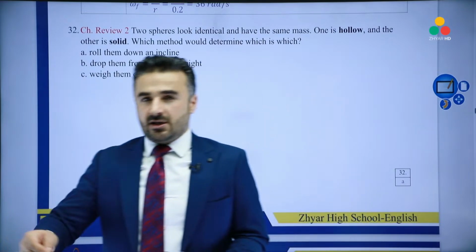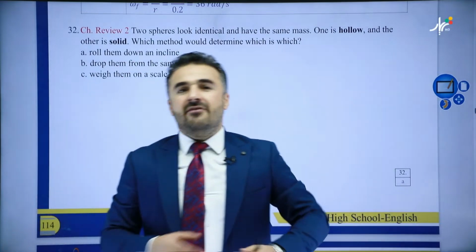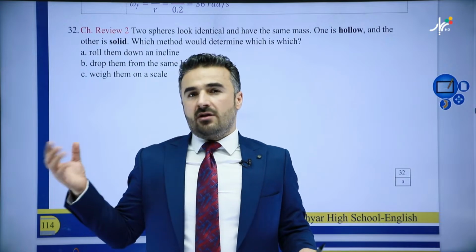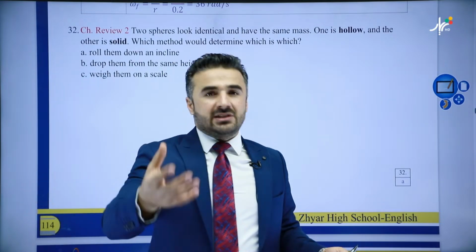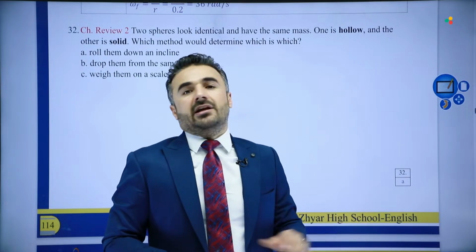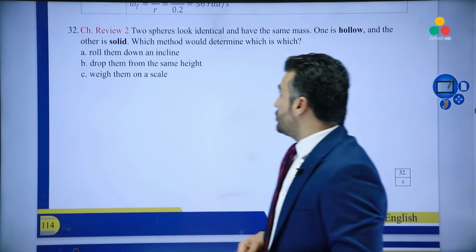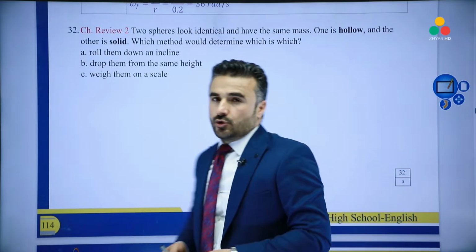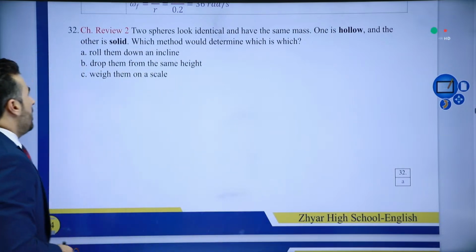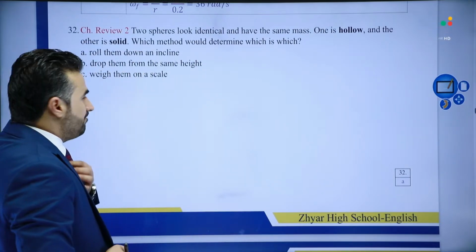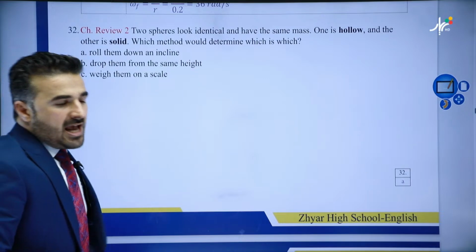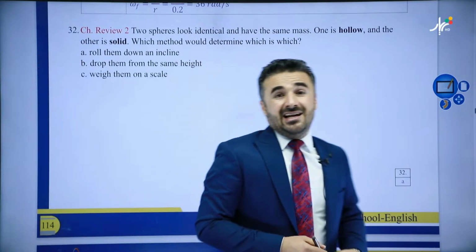So we have two objects or two balls. They have the same mass, okay? But one of them is hollow. That means the inside of the ball is empty and the other one is solid, yeah? In this case, which method would determine which one is which? So, do we need to roll them down an incline? That's one of the options. What would happen if you roll them down an incline?